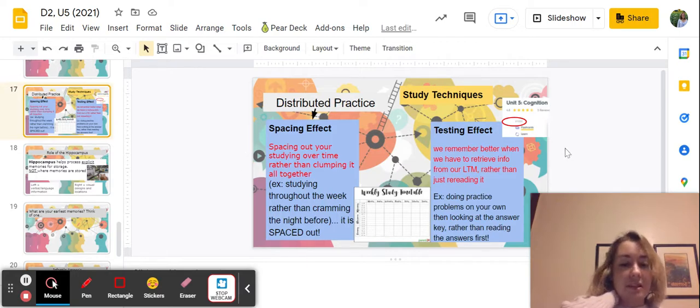Now, one more term to note is called the testing effect. And this is a really good study technique too. It's the idea that we remember better when we have to retrieve information from our long term memory rather than just rereading it. So if you're trying to study for a test, rather than just rereading your notes, it's better for you to quiz yourself, because quizzing yourself forces you to pull that information from your long term memory.